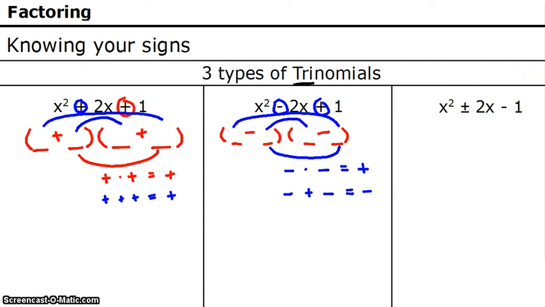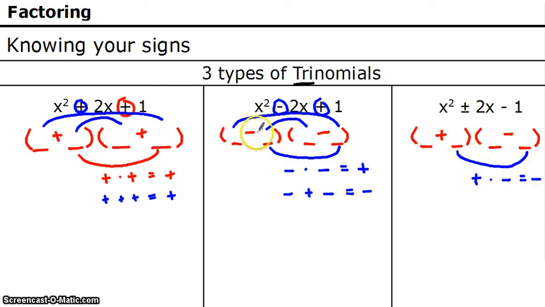Then our final type over here is when you have a negative on the end. I put a plus or minus here because it really doesn't matter whether it's plus or minus. If there's a negative on the end, your signs always have to be one positive and one negative. The reason for that is because when we multiply those together as part of FOIL, that's a positive times a negative, which equals a negative.